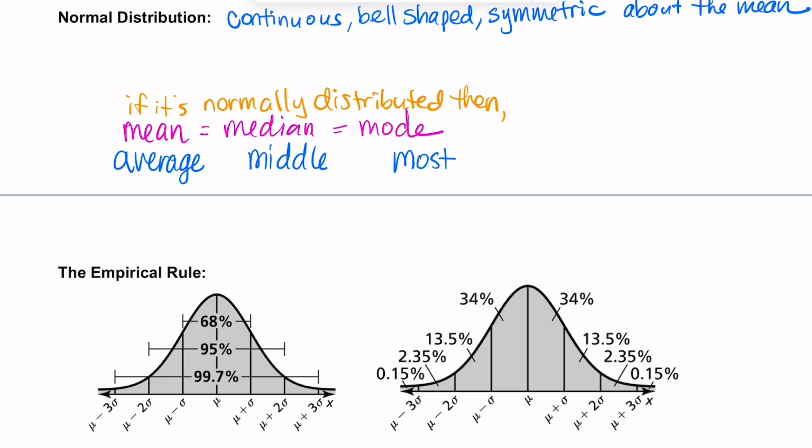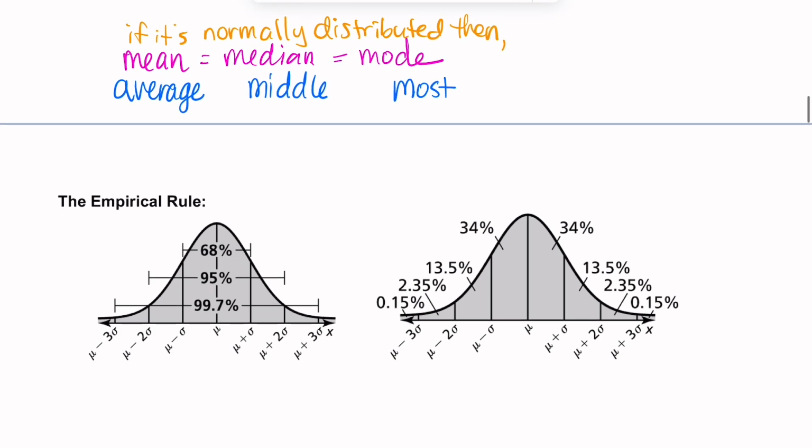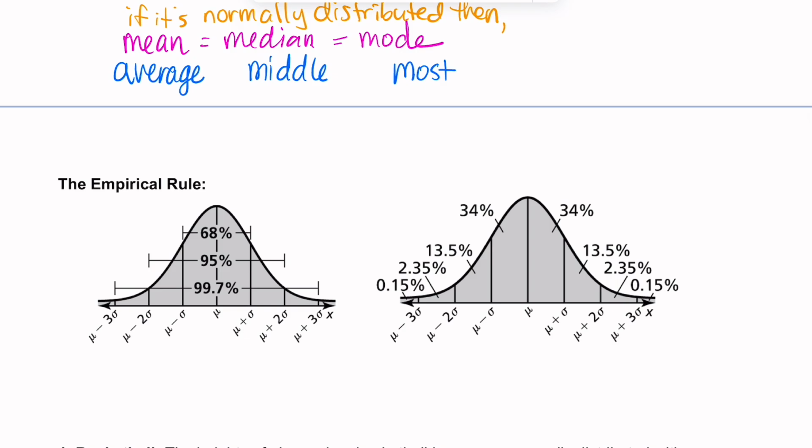Here we have a picture of the empirical rule or the normal distribution. We can see a bunch of different symbols on here, so let's talk about these symbols first before we go into the properties of a normal distribution. This symbol is mu. It's a Greek letter and it stands for the mean. There's this other symbol on here called sigma. It's a Greek letter and it represents the standard deviation.